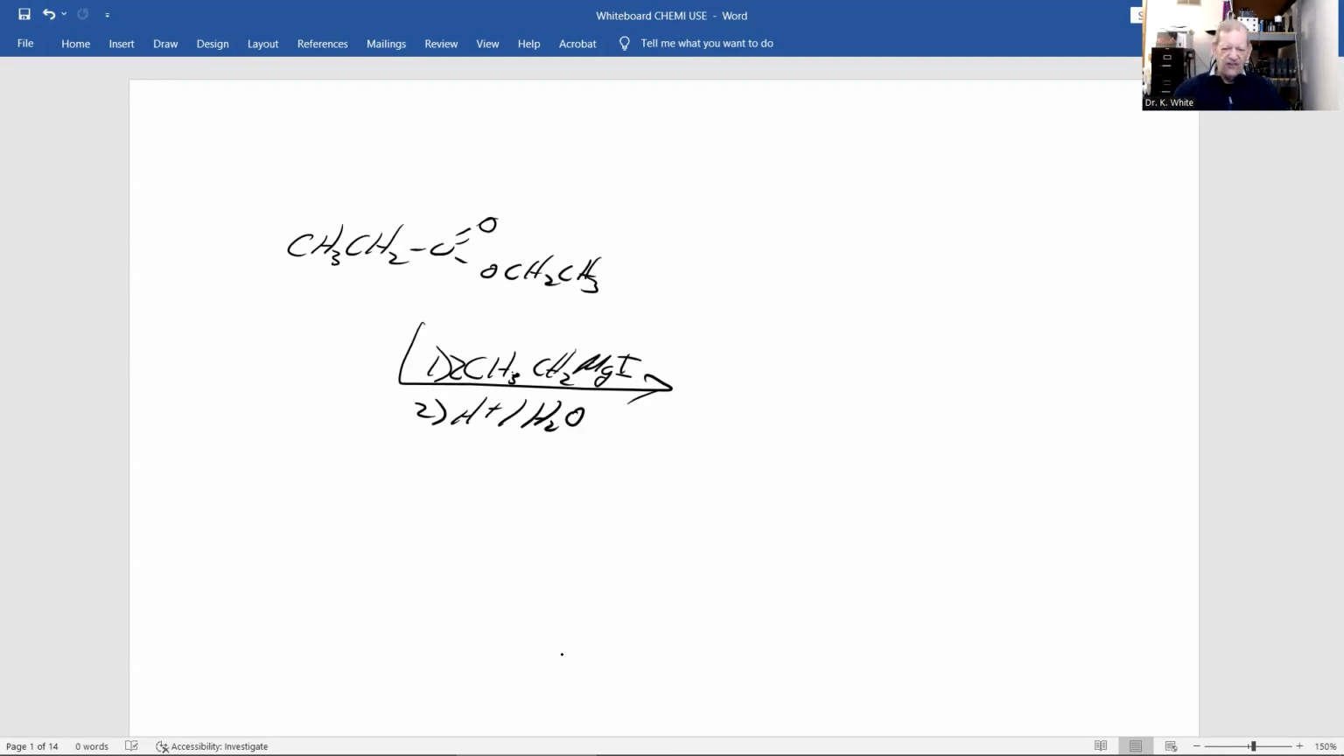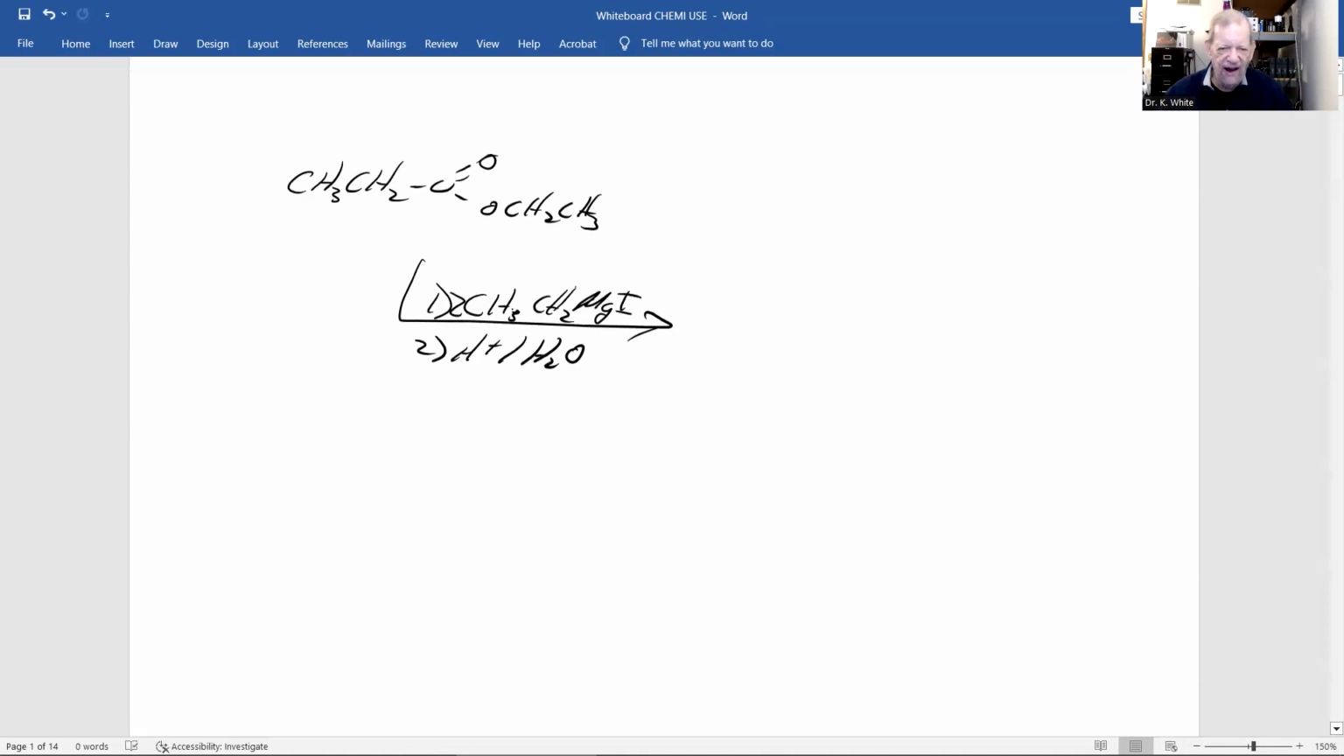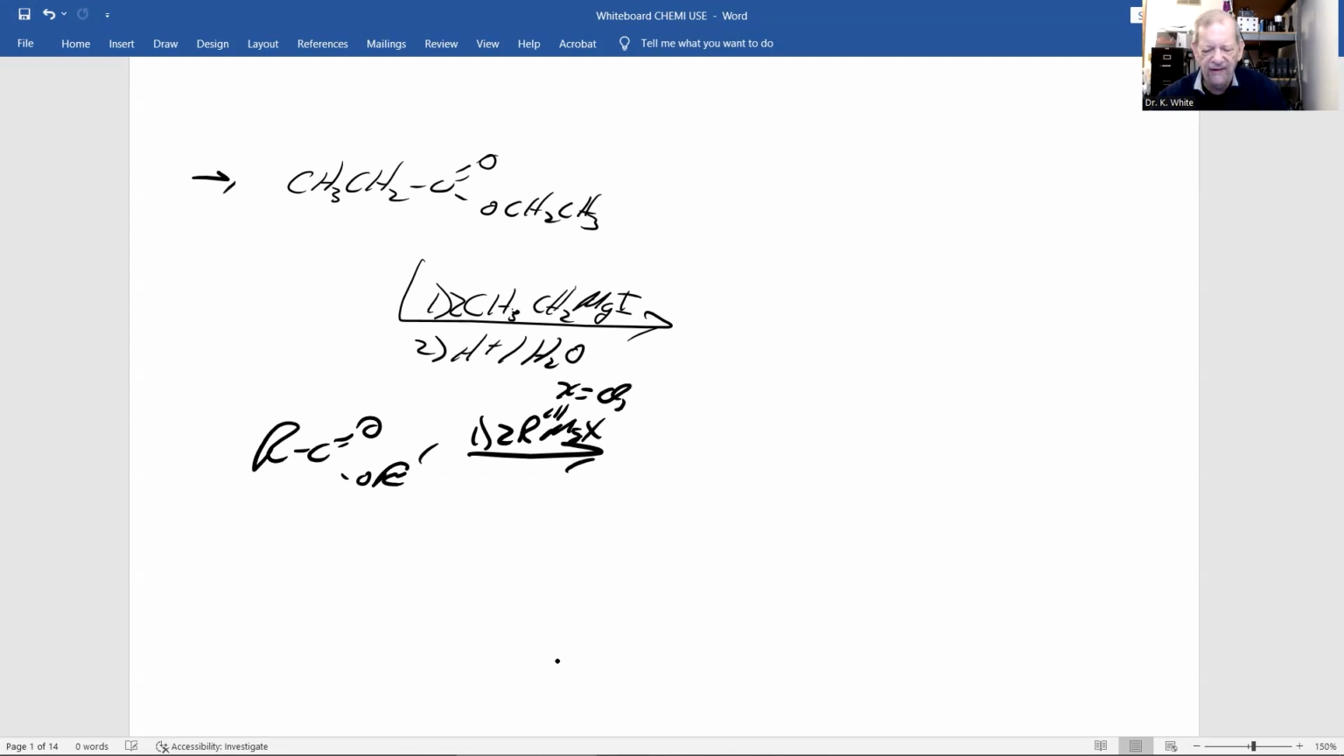So let's look at this reaction. What do we have going on? Remember, look for what's different. That's where all the fun is. And here we have an ester, and we're reacting it with 2 moles of a Grignard. Remember, X can be chlorine, bromine, or iodine. In our case, it is iodine. And second step, acid and water.